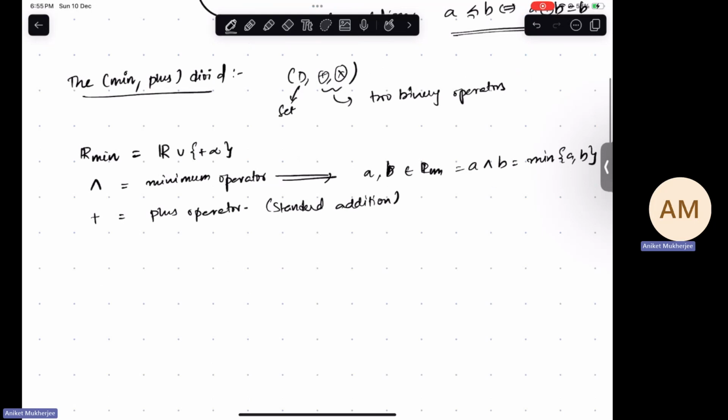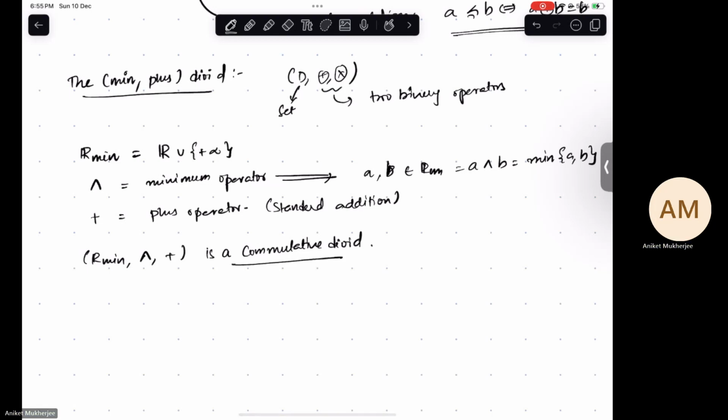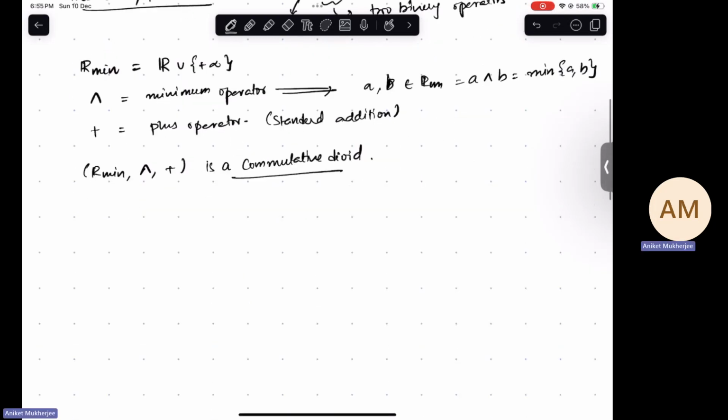Now our claim is that R min plus is a commutative dioid. Before going to show that this is a commutative dioid, we'll just do a recap on what are the properties that a dioid should have.